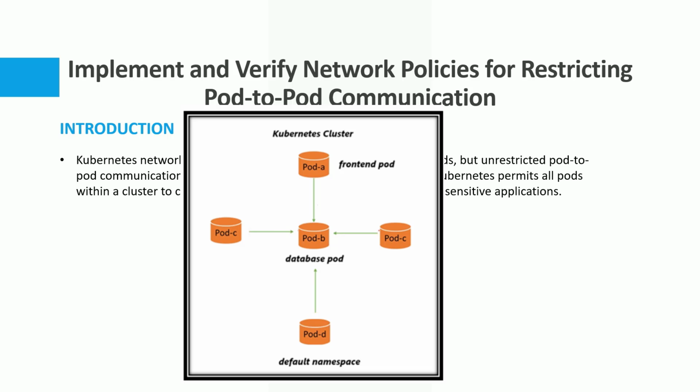Now by default, Kubernetes allows all pods within a cluster to communicate to each other. So if the front end pod can directly talk to the database pod, it means any other pod in the cluster can also potentially access the database. If a hacker gains control over a vulnerable pod, for example, due to a security flaw in another application, they could directly query the database and steal sensitive information. So this is one of the major drawbacks of direct pod-to-pod communication.